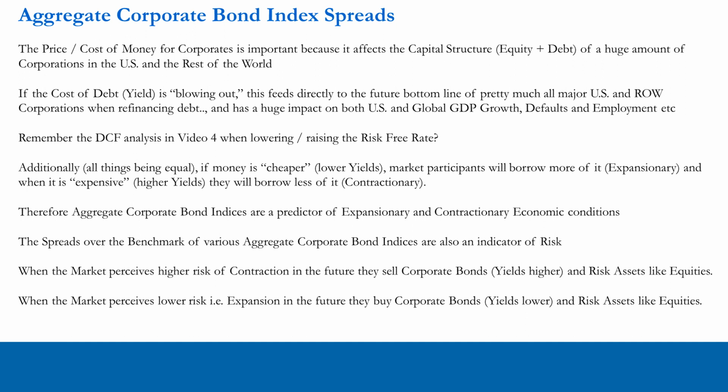Aggregate corporate bond indices are a predictor of expansionary and contractionary economic conditions. And the spreads over the benchmark of various aggregate corporate bond indices are also an indicator of risk. When the corporate bond market perceives a higher risk of contraction in the future, they sell corporate bonds and yields go higher. And this feeds into risk assets like equities. When the market perceives lower risk, so expansion in the future, they buy corporate bonds and yields go lower. This again feeds into risk assets like equities.